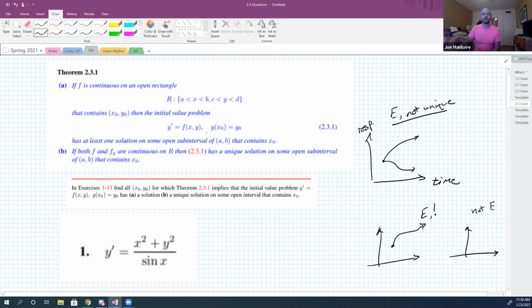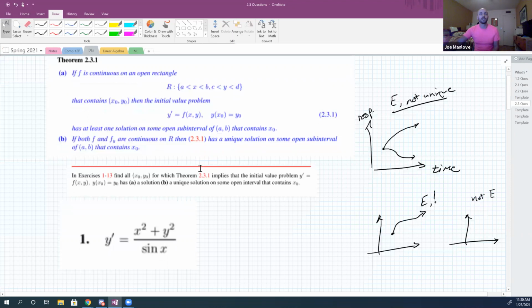Okay, so let's read our little theorem. It says that if I have a function that's continuous on an open rectangle, okay, weird, that contains an initial value, then my IVP has at least one solution. And if f and its y derivative are continuous, then I have a unique solution. You guys with me on that?